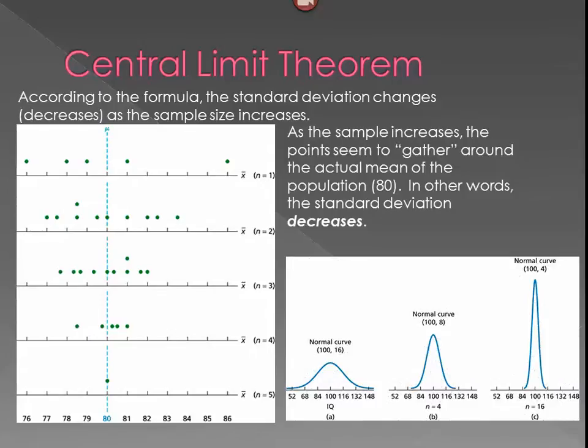We also can see that in this picture here by Q-scores. This is my original data. Once I have samples of size 4, the standard deviation of my data changes from 16 to 16 over the square root of 4, which is 2, which gives me 8. And with samples of size 16, again, we see that go down. 16 divided by the square root of 16, which is 4, which leaves me with a standard deviation of 4. And so my numbers are gathering around that center point of 100 as we increase our samples.